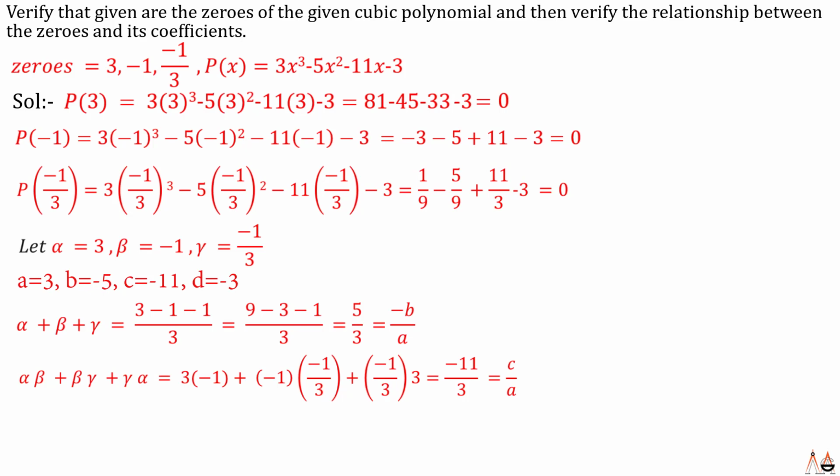And the product of the zeros, alpha beta gamma, equals 3 times minus 1 times minus 1 by 3, and that in fact gives us 1, and that's equivalent to minus d by a in the polynomial, because you can see that d has a value of minus 3, so minus of minus 3 will give us 3, and a is equal to 3, so 3 divided by 3 will give us 1.